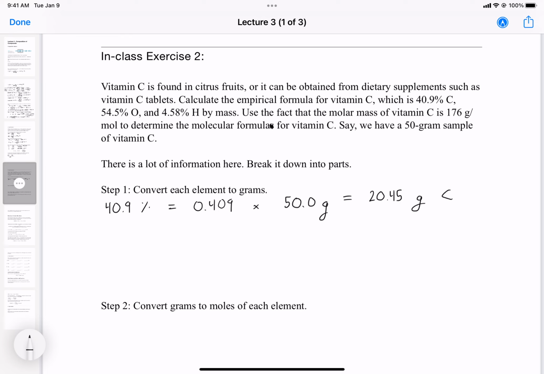Carbon. And then we do the same thing for oxygen. So we're going to multiply by 50.0 grams. So for oxygen, 54.5% equals 0.545, I mean. So we get 27.25.